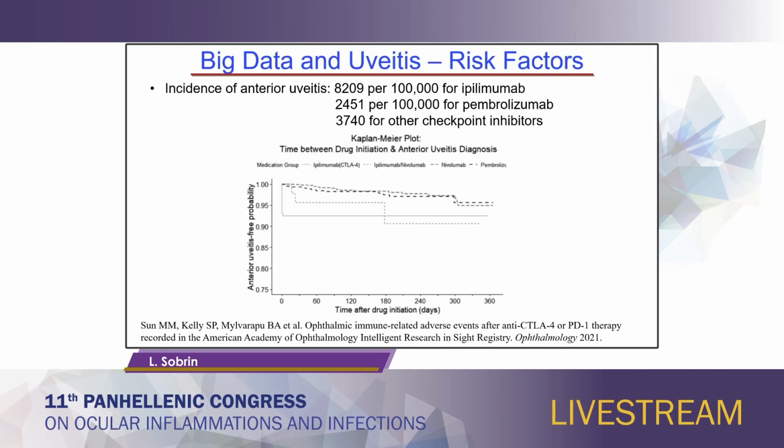Because of the size of the data sets, we're also able to divide out the risk depending on which drug is given. And in this study, using the IRIS data set, what was found was that the risk for anterior uveitis was much greater in patients with ipilimumab than, for example, in patients receiving pembrolizumab or in patients receiving other checkpoint inhibitors. And here you can see that the ipilimumab group has a higher rate of developing anterior uveitis. When it's given in combination with nivolumab, they still have a high rate, probably driven primarily by the ipilimumab, whereas patients receiving nivolumab and pembrolizumab are less likely to develop anterior uveitis.